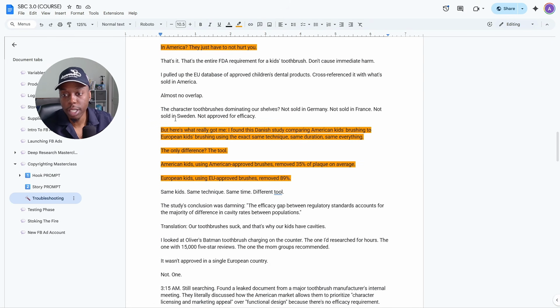I think I did it here again too. But here's what really got me. I found this Danish study comparing American kids. See, I don't need a dentist. I think there will be a dentist at some point brought up in the story, but I don't necessarily need a doctor or dentist.